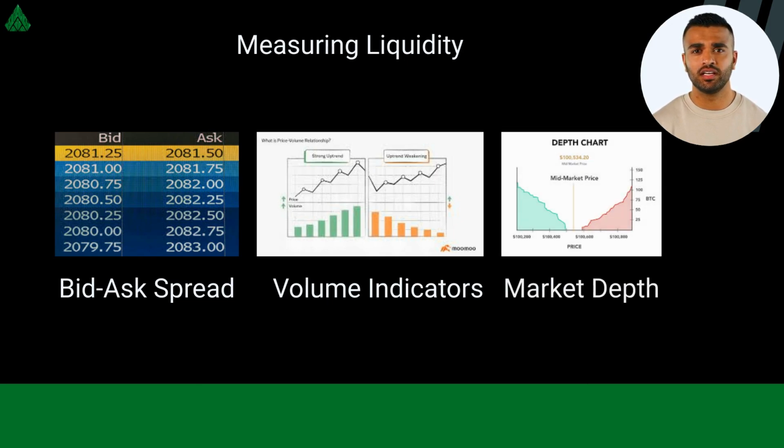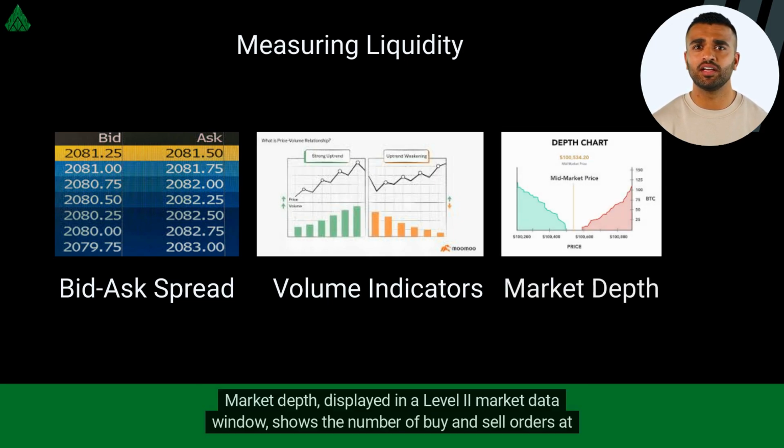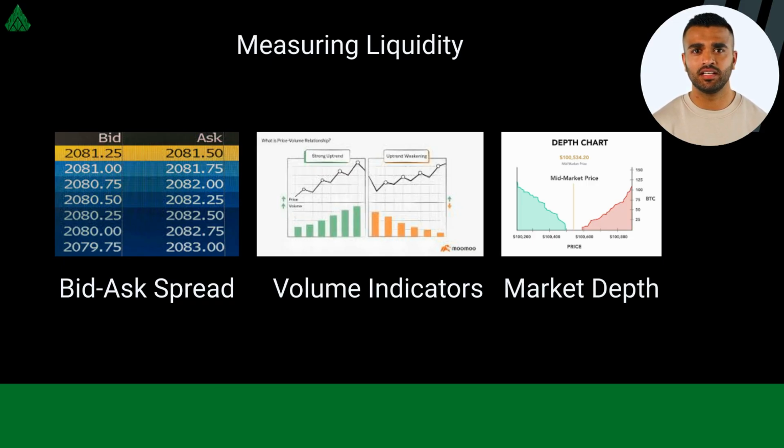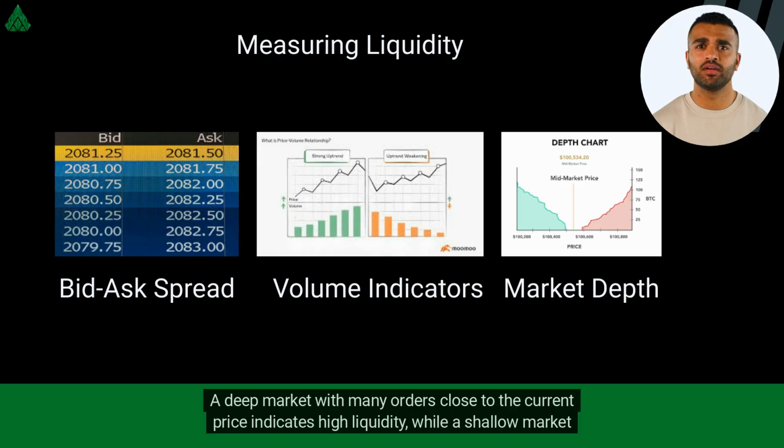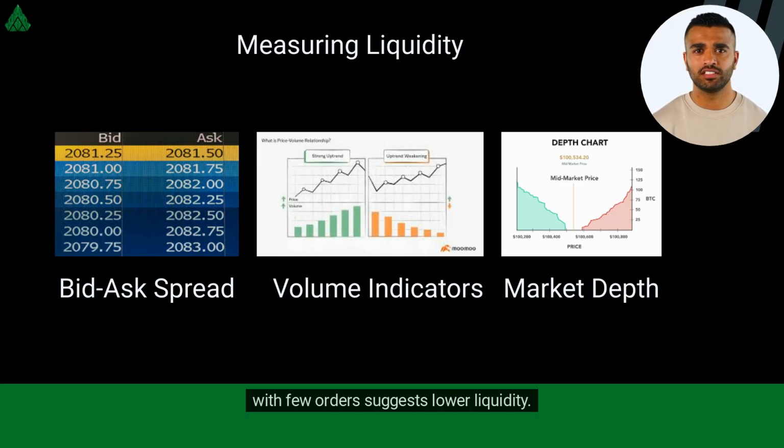Market depth. Market depth, displayed in a Level 2 market data window, shows the number of buy and sell orders at different price levels. A deep market with many orders close to the current price indicates high liquidity, while a shallow market with few orders suggests lower liquidity.